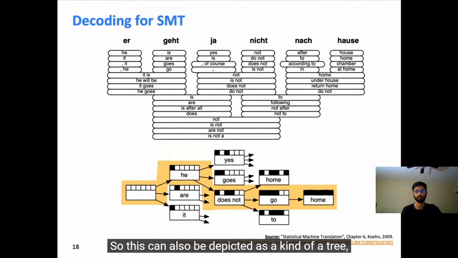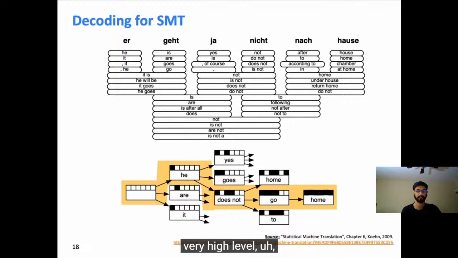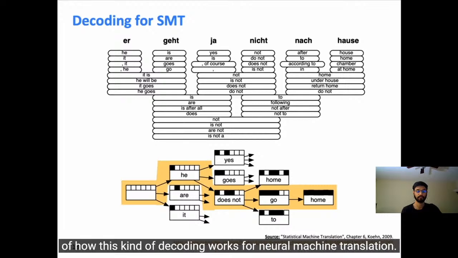So this can also be depicted as a kind of tree where you are exploring different options. You're searching through this space of options, but then you prune the tree as you go. So I know this is a very, very high-level description of how decoding might work. And in fact, later in this lecture, you're going to see a detailed explanation of how this kind of decoding works for neural machine translation.